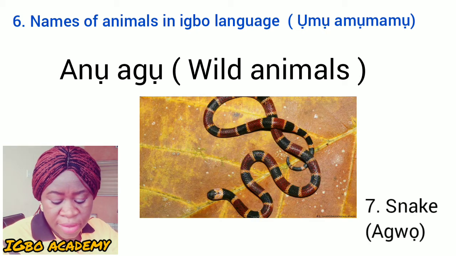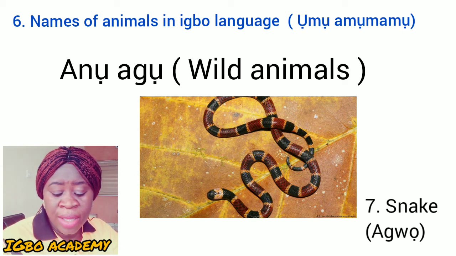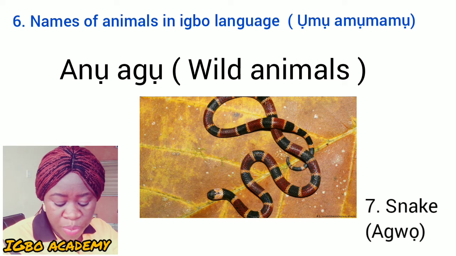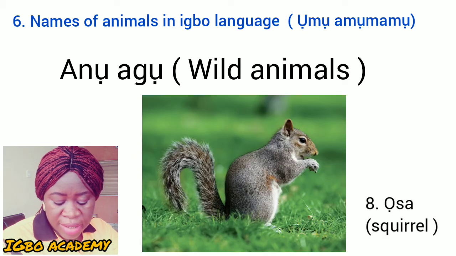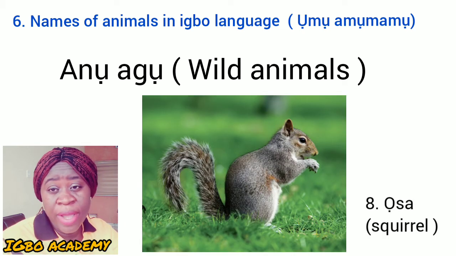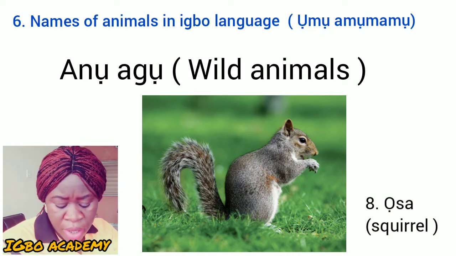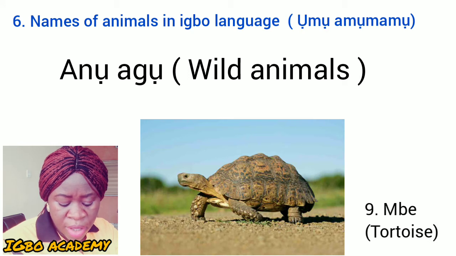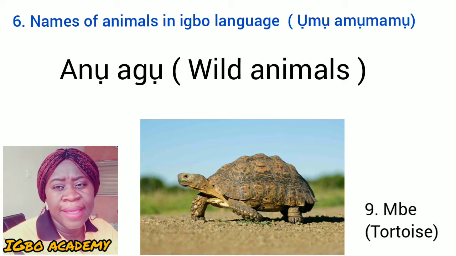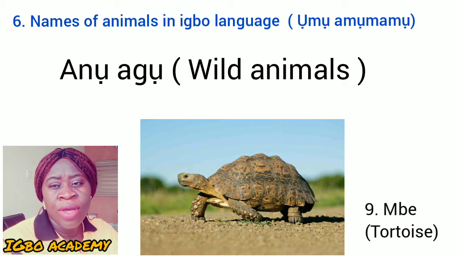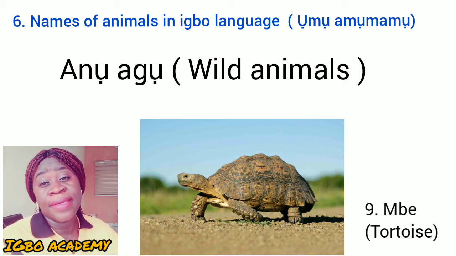Number 7. The snake is called agwọ. Number 8. The squirrel is called ọsa. Number 9. The tortoise is called mbe.